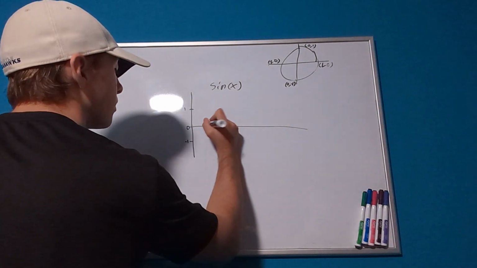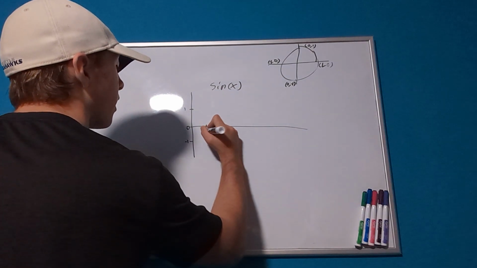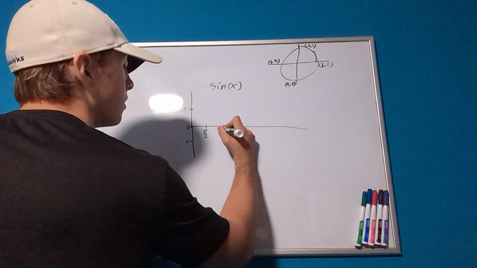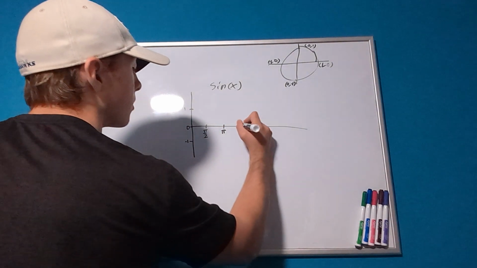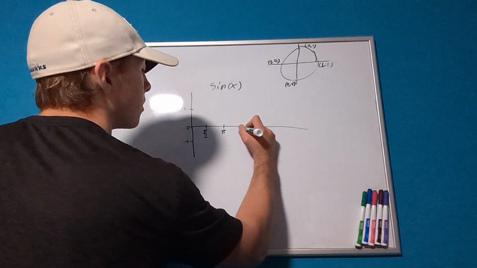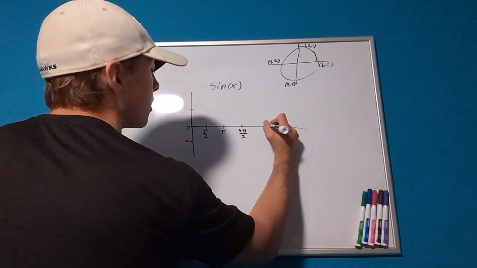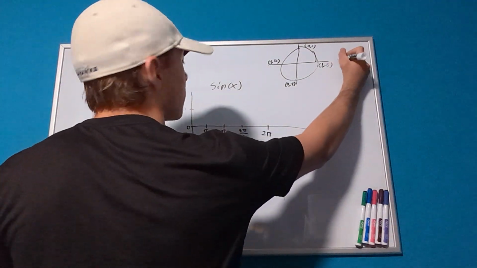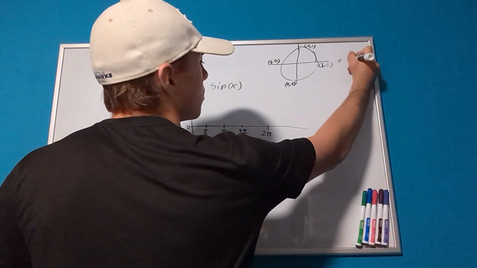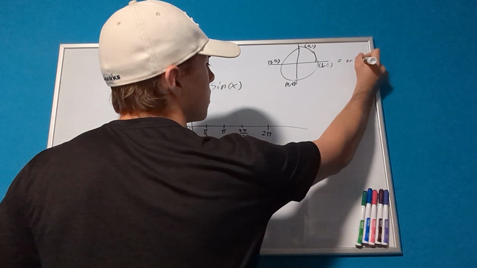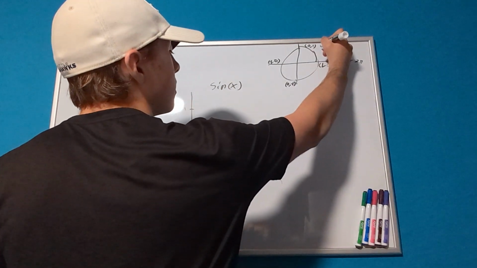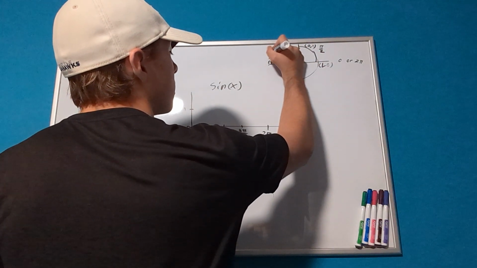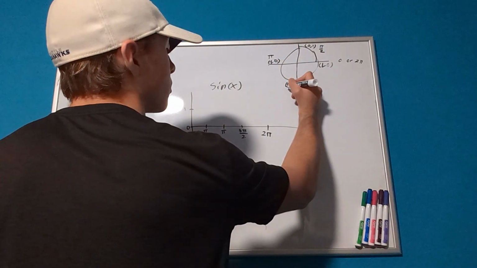So here we have pi over 2. Here we have pi. Here we have 2 pi. Let's remember this is 0 or 2 pi. This up here is pi over 2. This is pi. This is 3 pi over 2.